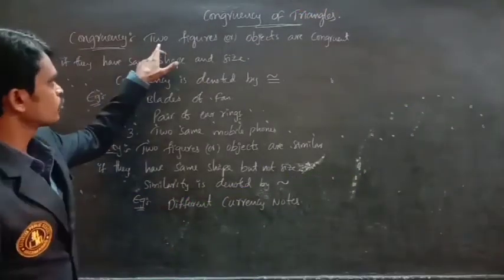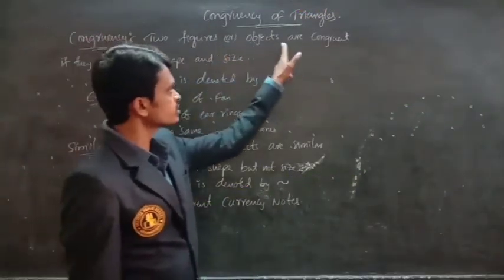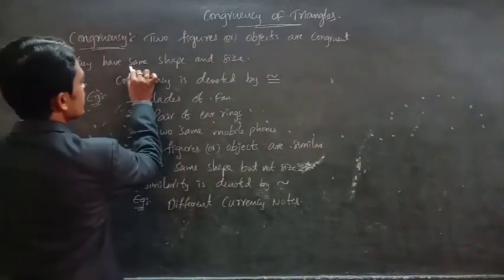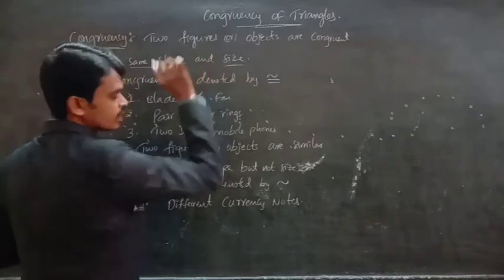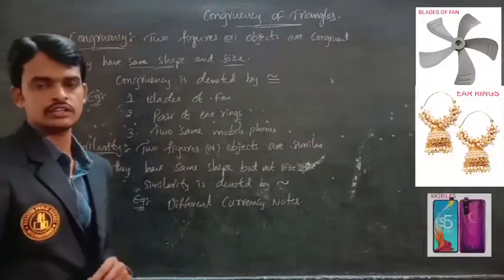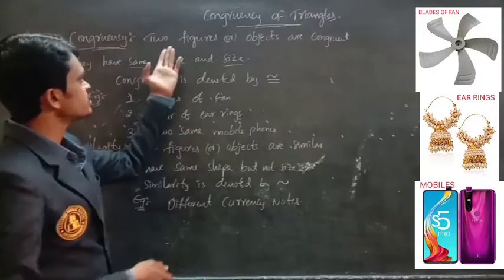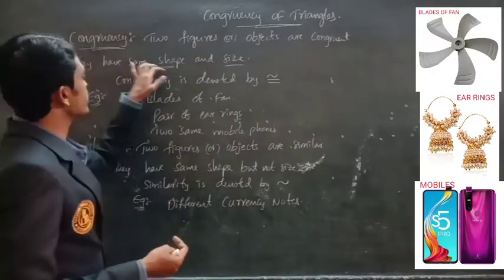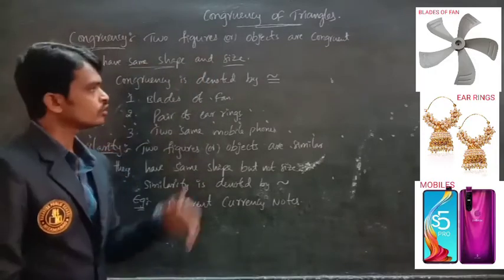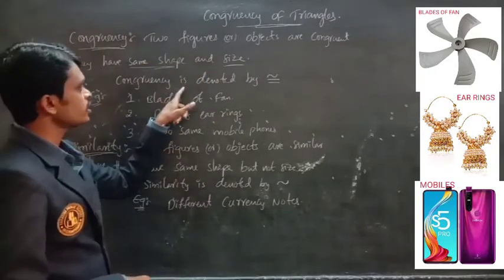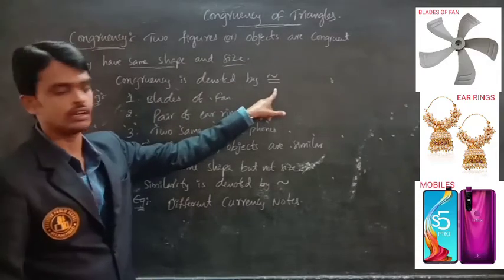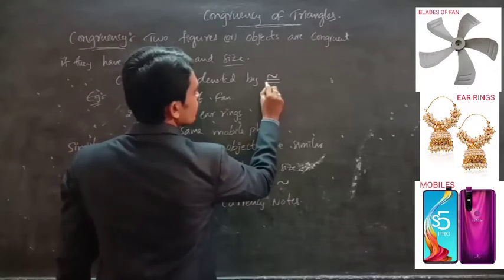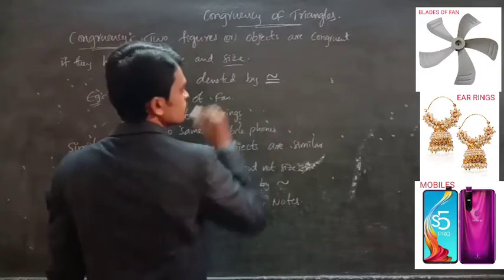Congruency. Two figures or objects are congruent if they have the same shape and the same size. The congruency is denoted by using this symbol.